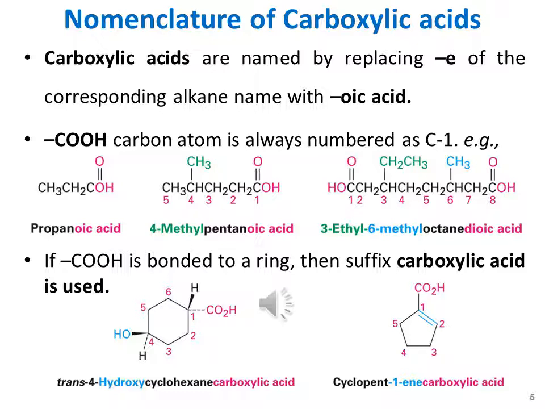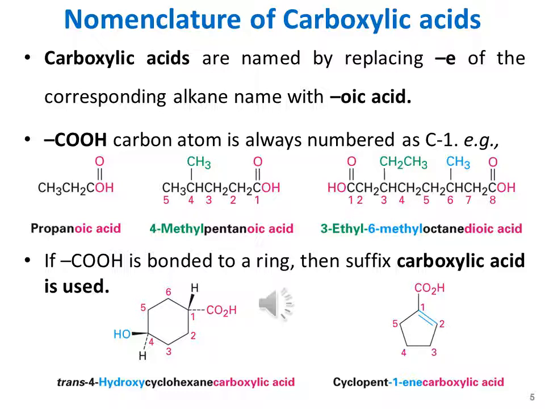And if there is any substituent, you have to show that substituent with the number of the carbon atom. Remember that the carboxylic functional group is always given the number one. So here in another example, you are seeing the structure of 4-methyl pentanoic acid. Here I have used a color scheme. You may see that the methyl is shown in green color and it is substituted at carbon number 4. And similarly, the carboxylic functional group is present on carbon number 1.